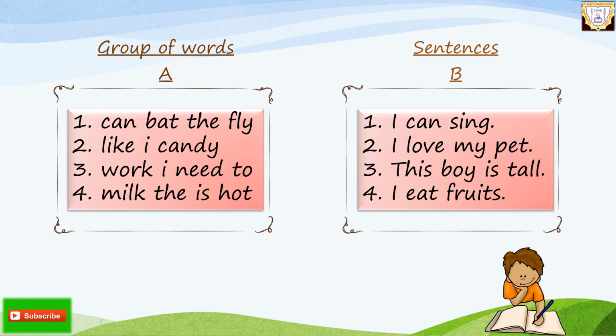Now let's see box B. Number 4. I eat fruits. Is this a sentence? Yes, it is a sentence. It starts with capital letter and ends with full stop. And it makes a complete sense. That is why this is a sentence.